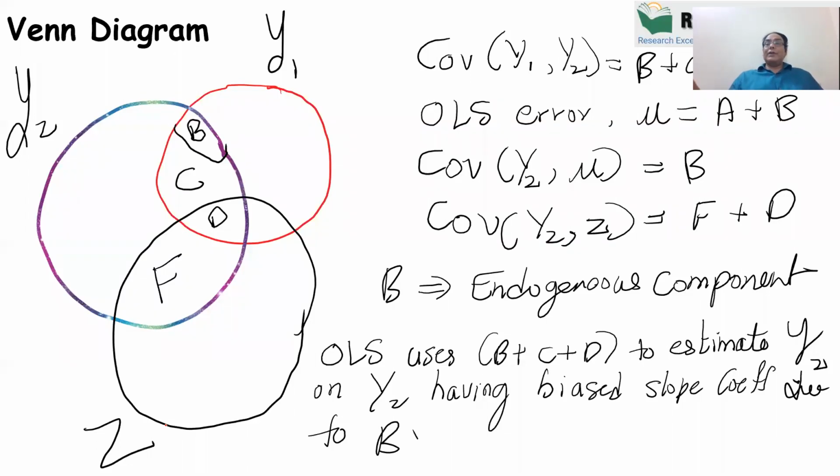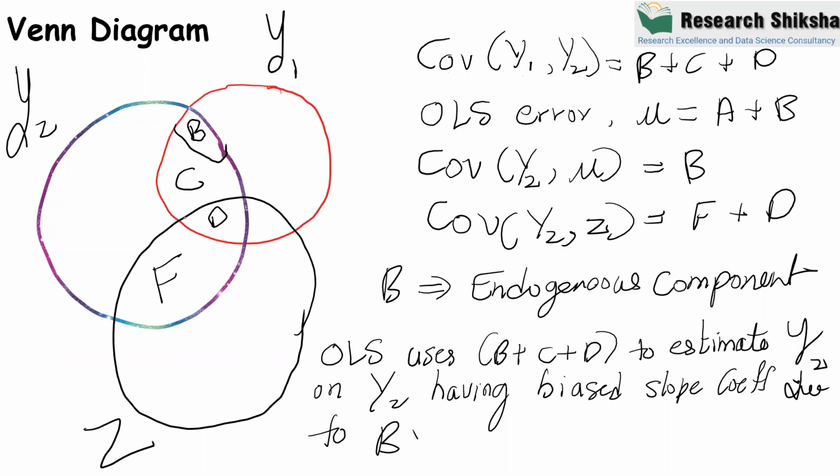Now see clearly, you have to think again and again about what I am going to explain. So I represent this B, C, D, F. What do they represent? Number one, the correlation between Y1 and Y2. This is Y1 and this is Y2. The intersection part is like this.